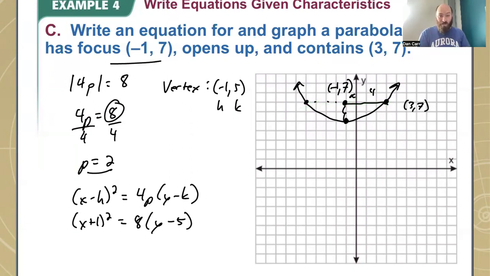A variety of things we can do with this, just a matter of fully understanding all of our characteristics and properties. Okay, that's it for today.